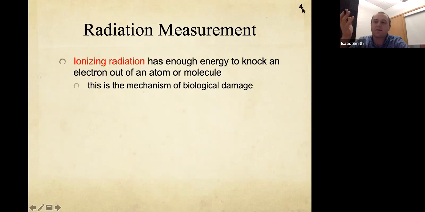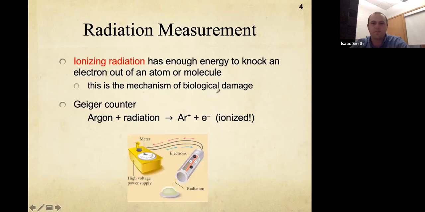And because of that, it creates an ion. And this is the mechanism for biological damage when your body receives radiation that's harmful to you, okay?